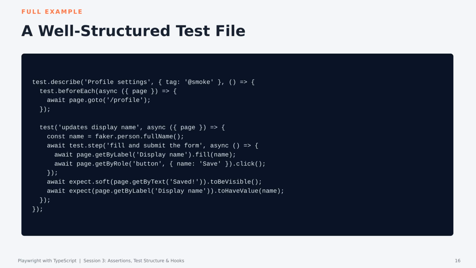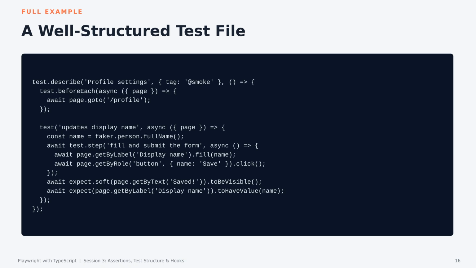We generate a fake name with faker, wrap the actual form filling in a test.step called "fill and submit the form". Then use expect.soft to check a saved message appears. And finally, a regular expect to confirm the display name field genuinely holds the new value. Everything we have covered today is present in this one file. Grouping, hooks, tagging, steps, soft assertions, generated data, and a regular web-first assertion at the very end for the assertion that actually matters most.